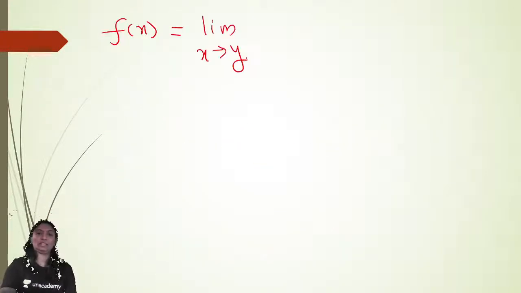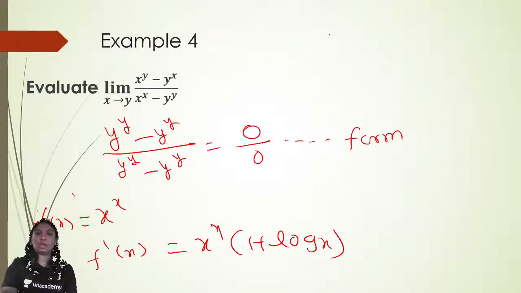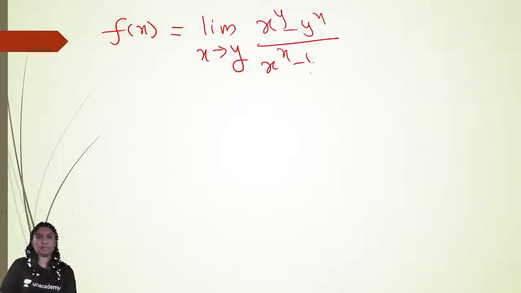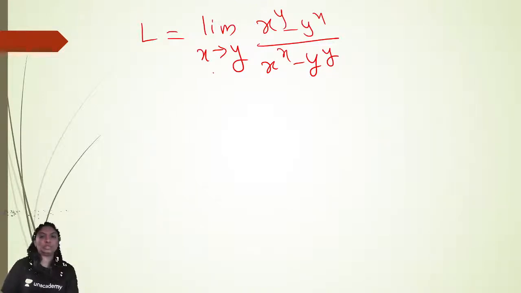Here f of x, or L, is equal to the limit as x tends to y of x raised to y minus y raised to x, upon x raised to x minus y raised to y. Putting x equal to y, again you are getting 0 upon 0 form.